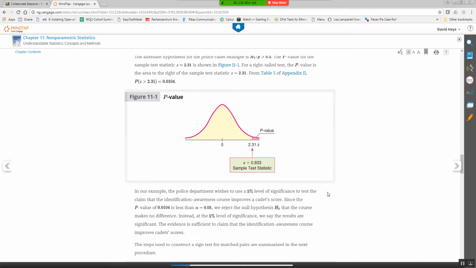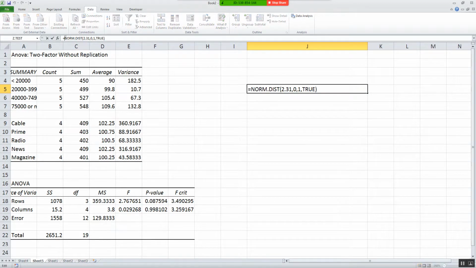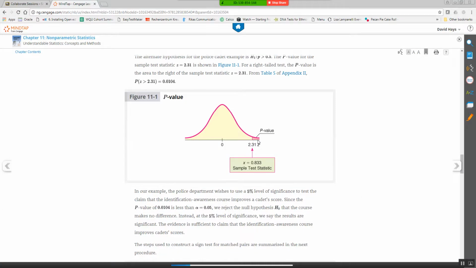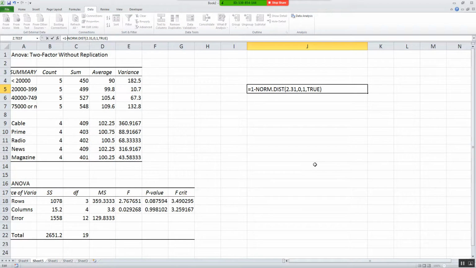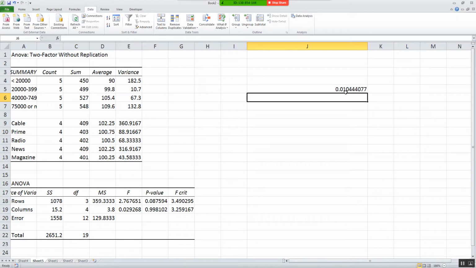And their p-value is 0.0104. Well, instead of doing strictly that, I'd do 1 minus that value. If my formula looked like this, because when you're doing the 2.31, NORM.DIST is returning the area to the left, and what we're wanting, as you can see from the picture, is this area to the right. So then if I select it, you see the p-value of 0.0104.